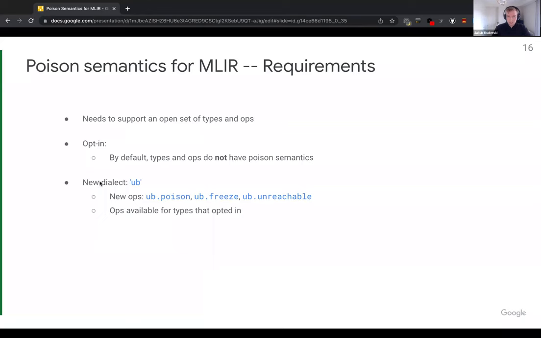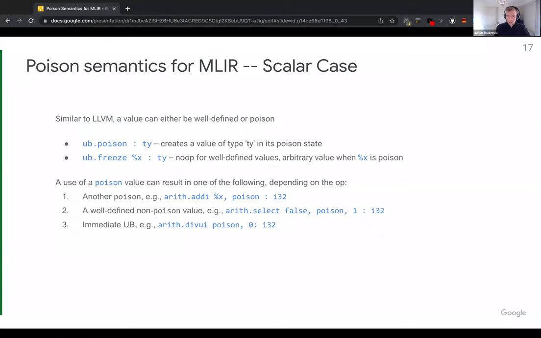So the proposal is to have a new dialect called UB with operations similar to those from LVM and allow ops and types to opt into Poisson semantics. And not every dialect has to opt in. This is completely optional. What I'm proposing is basically a generalization of the Poisson semantics from LVM so that we can use it in MLIR. So in the scalar case, this is basically the same.